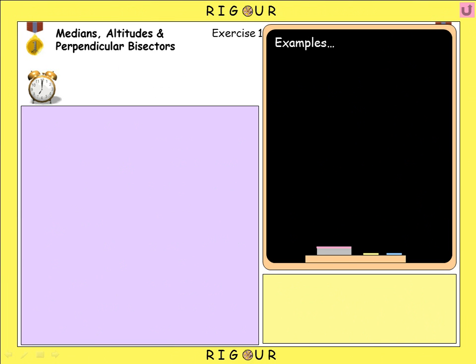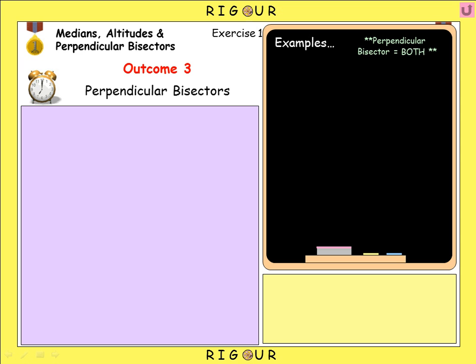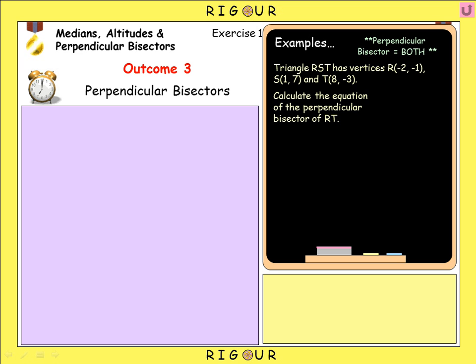So moving on to our final skill, the gold skill, which in this case is perpendicular bisectors. So if median was midpoint and altitude was perpendicular, I want you to think of perpendicular bisector as being equal to both of these words. So we have triangle RST has vertices R, minus 2, minus 1, S1, 7, and T, 8, minus 3, and we have to calculate the equation of the perpendicular bisector of RT.